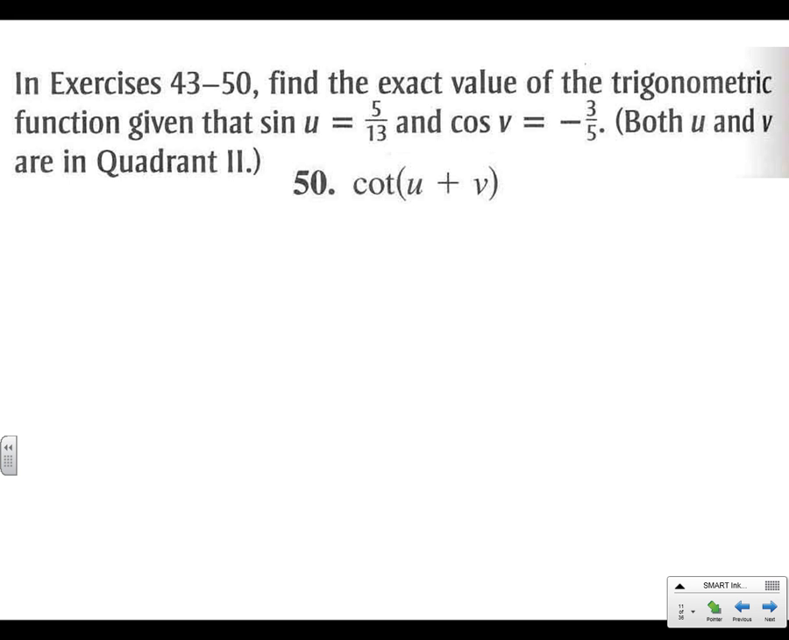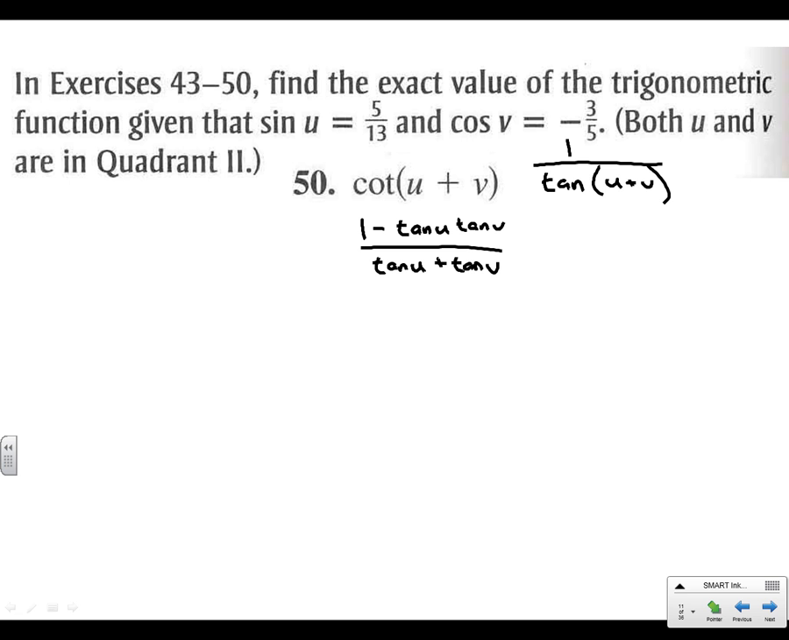Alright, so we want to do the cotangent of u plus v. So I'm going to write out the formula first. We don't actually have a formula for cotangent. We have a formula for tangent of u plus v. But remember, cotangent is going to be 1 over that. So whatever the formula is for tangent, we're going to flip that over also. So the formula for tangent flipped over is 1 minus tan u tan v over tan u plus tan v.